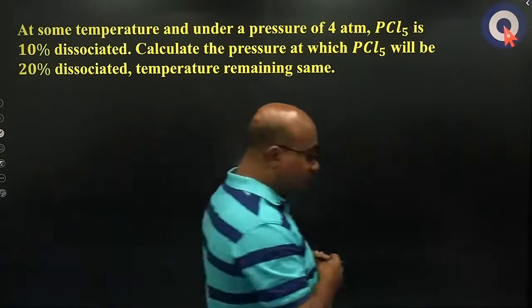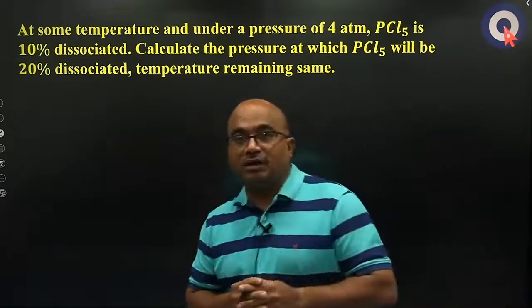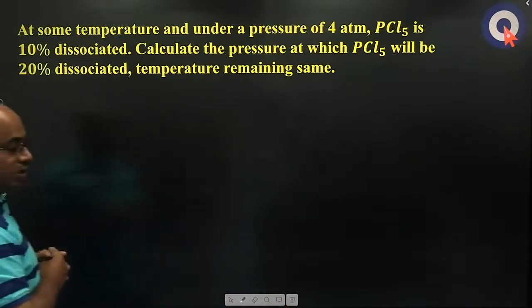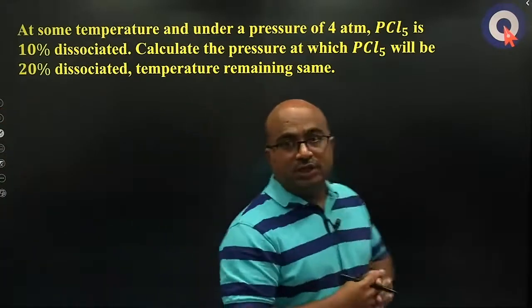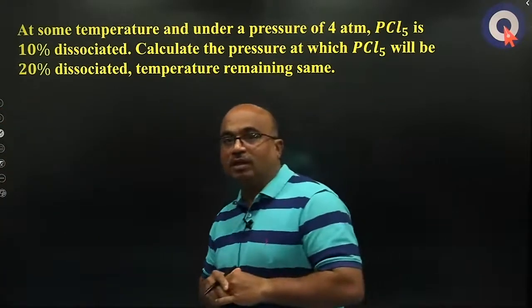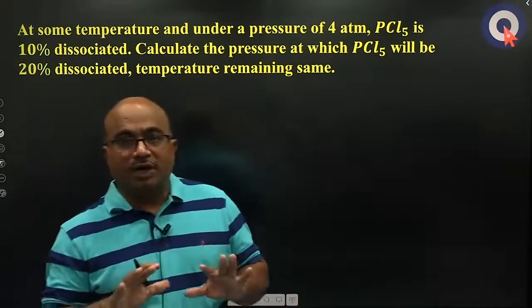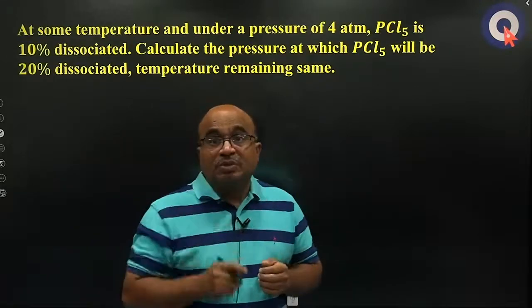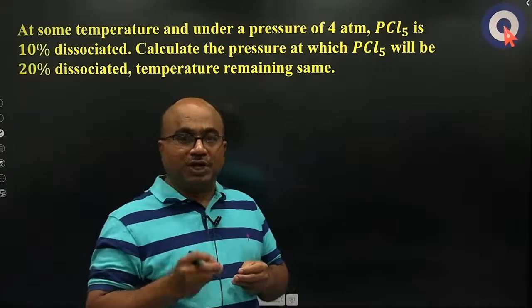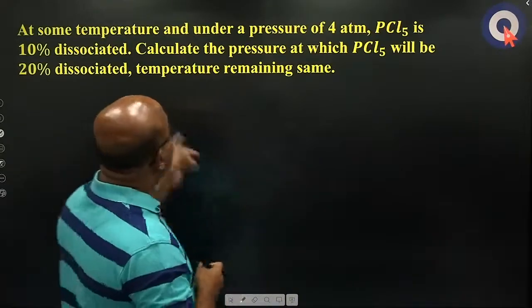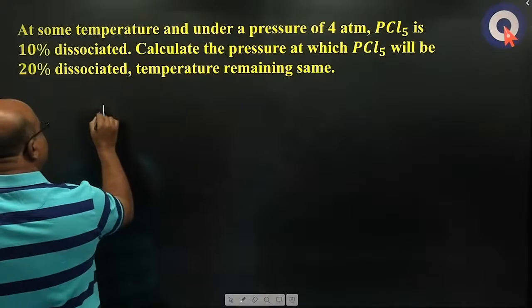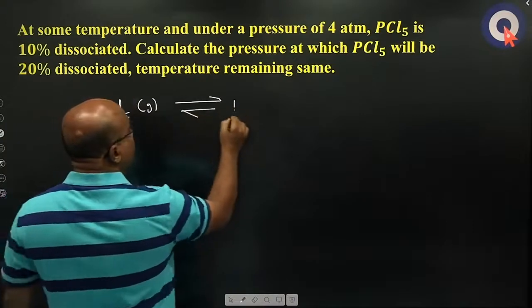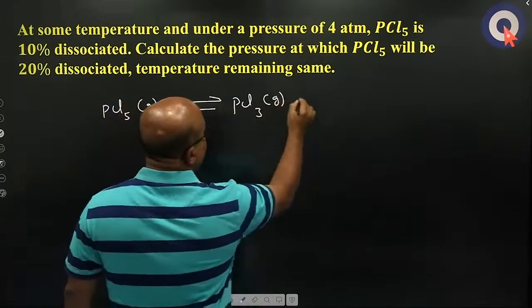Now, at some temperature, under a pressure of 4 atmosphere, PCl5 is 10% dissociated, and we have to calculate the pressure at which it is 20% dissociated. This type of application comes mostly with gaseous reactions, where the reactant is generally taken as unity or 1. Here PCl5, which is a gas, is dissociating into PCl3 gas and Cl2 gas.